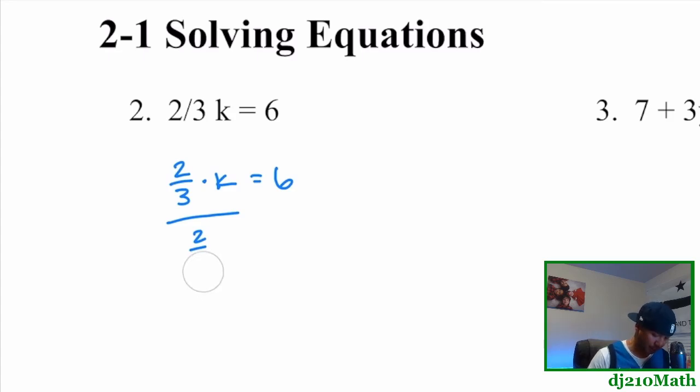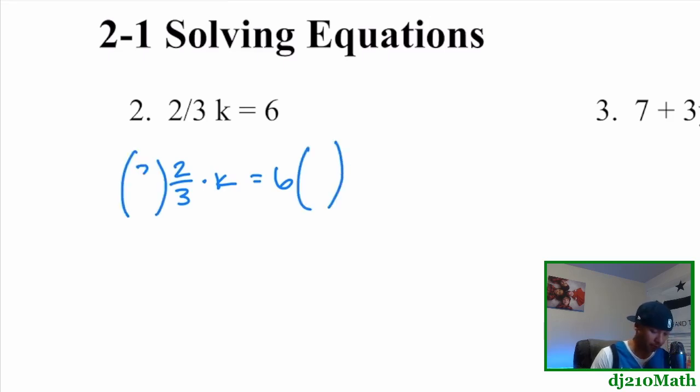So what I'm saying is the reciprocal, so we just flip it, right? 3/2, both sides. On the left, the 2/3 is going to cancel, leaving behind just k. So k is equal to 6 times 3/2. All whole numbers are over 1.